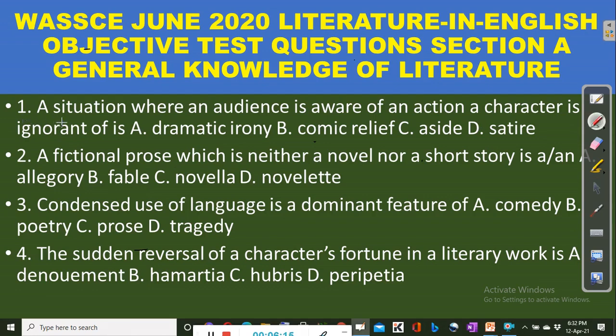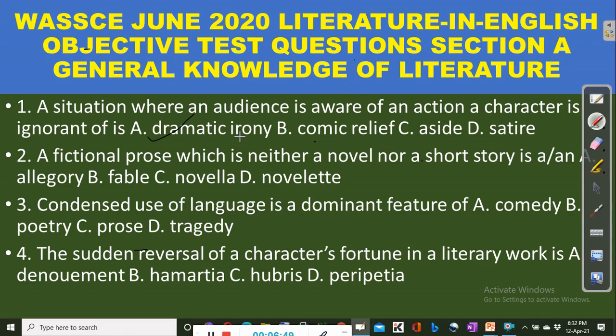Question one: a situation where an audience is aware of an action a character is ignorant of is: A, dramatic irony, that actually is correct, I will explain; B, comic relief, no; C, aside, no; D, satire, no. Now, what is dramatic irony? Dramatic irony is a type of irony. And of course, irony is when you are saying one thing, but you mean another.